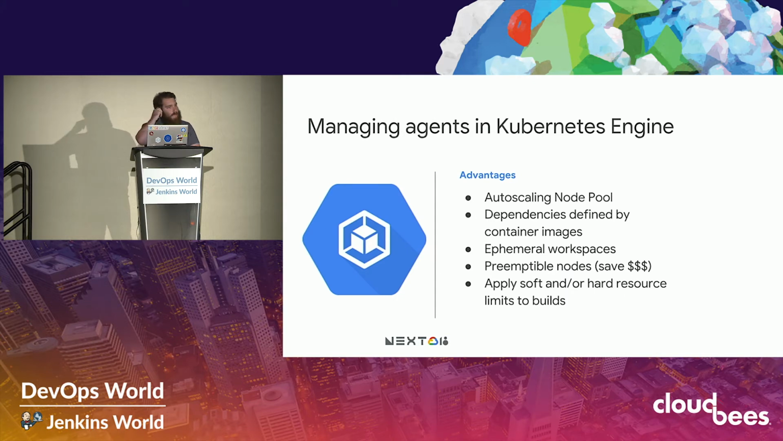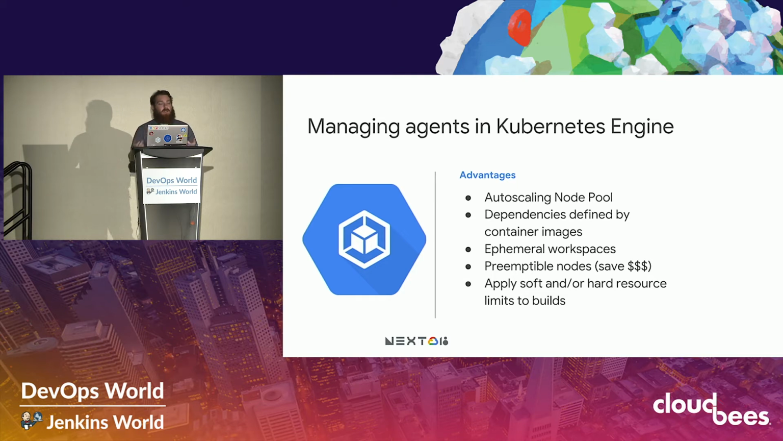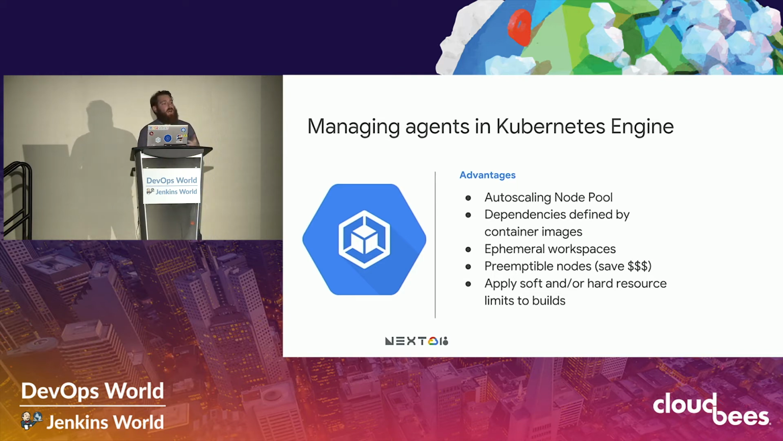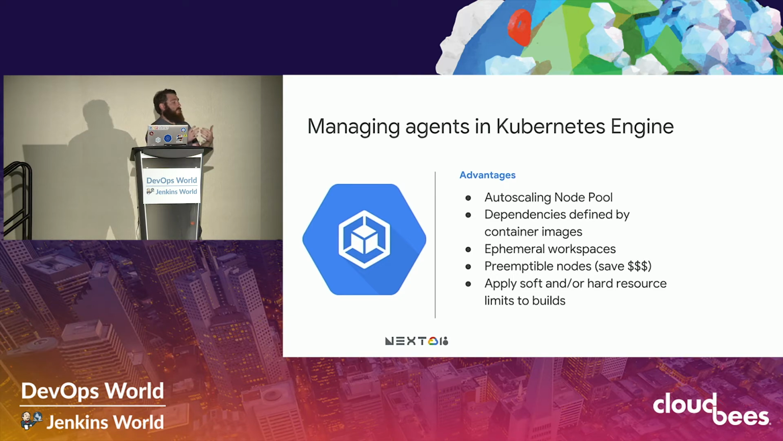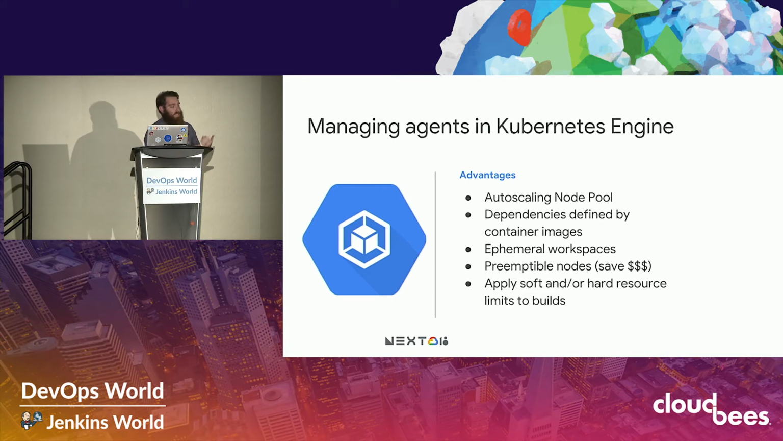Cool, so what do I get out of using Kubernetes Engine in order to run my executors? Well, first, Kubernetes Engine allows you to auto-scale the number of nodes in your Kubernetes cluster. So as your build process needs more agents, Jenkins is going to talk to the Kubernetes API and say, I need to run more pods.